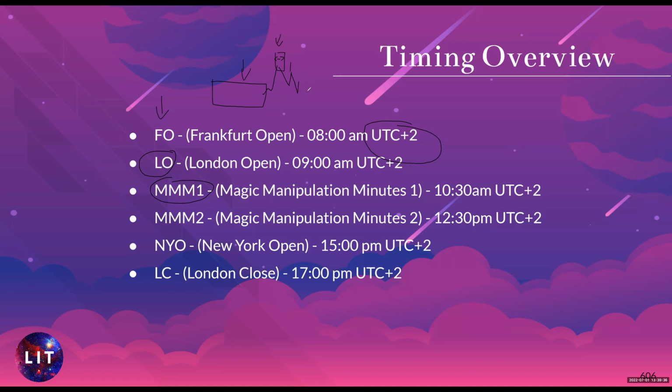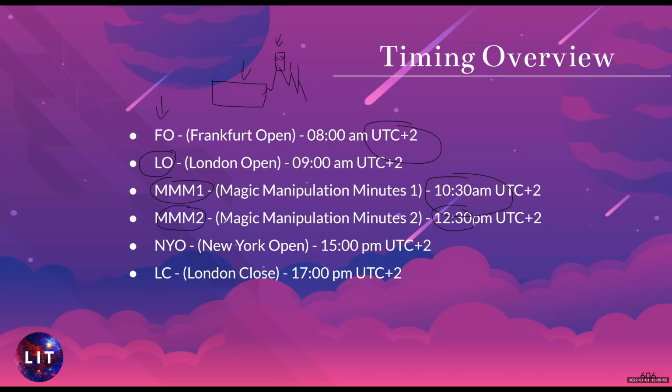So there will be gray lines in here, so you can see what's going on and when the timings of Magic Manipulation minute happen. So the first one though, 10:30 UTC +2. Second one, 12:30, and they love to literally trap and manipulate price during those times.